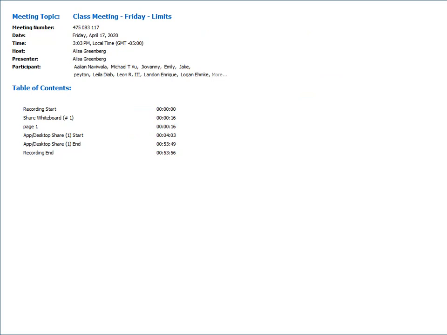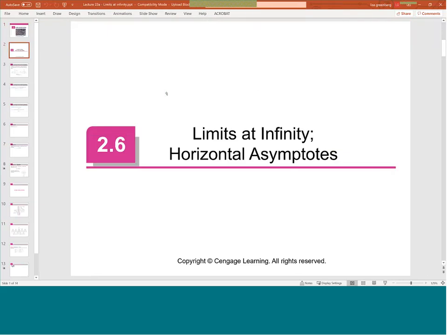Okay, so I guess I'll start. We're going to talk about limits at infinity, which are really what horizontal asymptotes are. Remember, we talked about horizontal asymptotes as being end behaviors. So that's the same as saying limits at infinity, right? As x approaches infinity, x approaches negative infinity. Make sense?